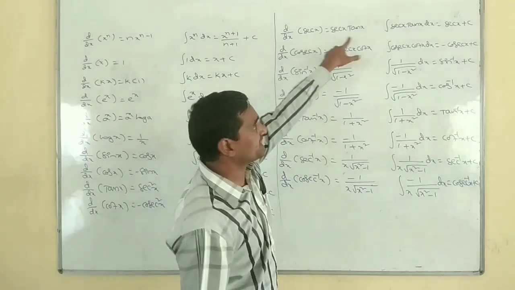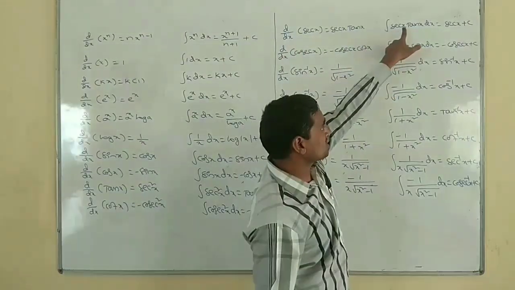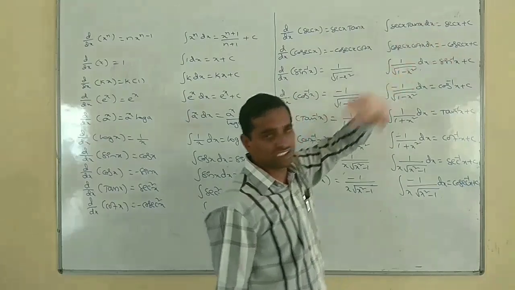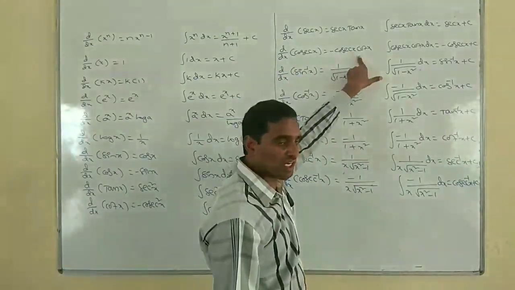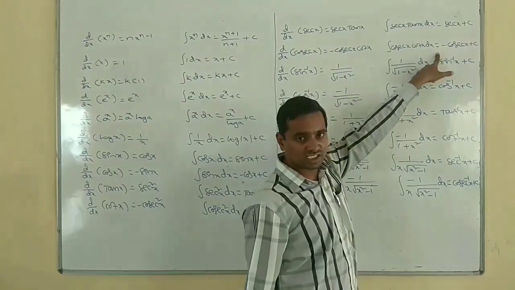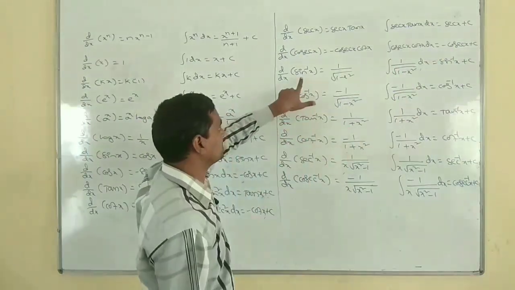Differentiation of secant x is secant x into tan x. Integration of secant x into tan x dx is secant x plus c. Differentiation of cosecant x is minus cosecant x into cot x. Integration of cosecant x into cot x is minus cosecant x plus c.